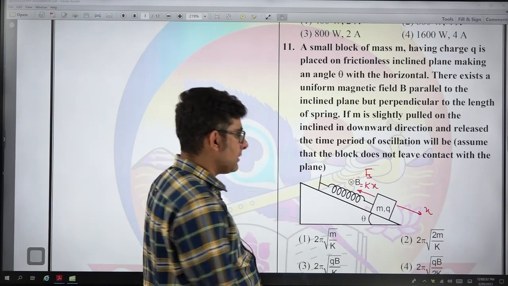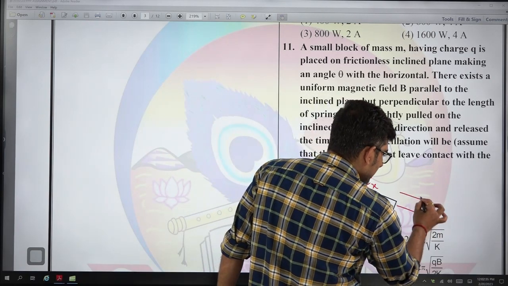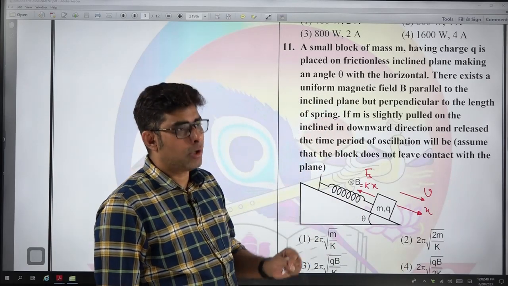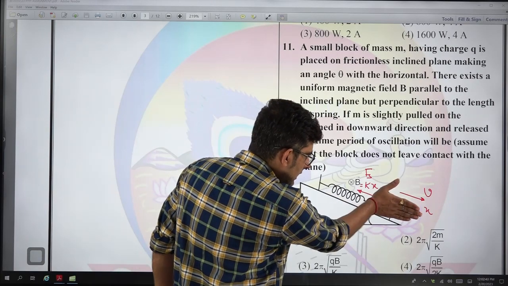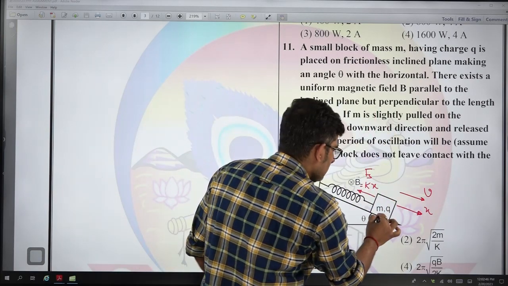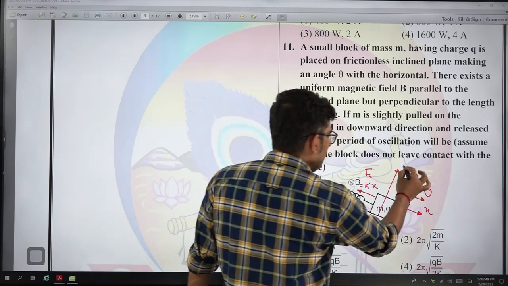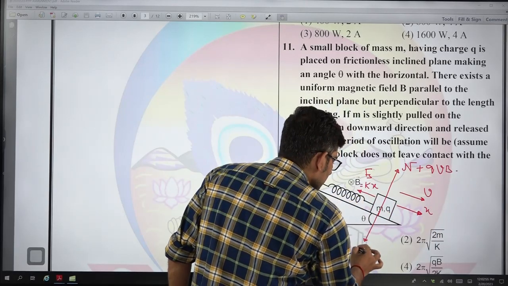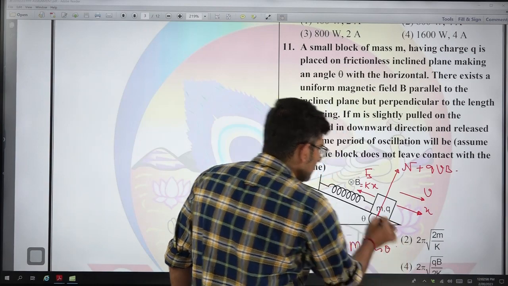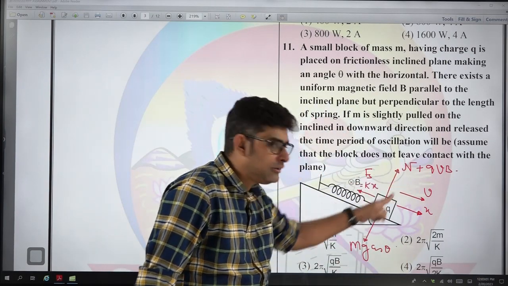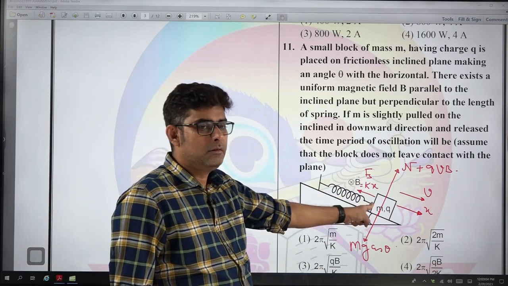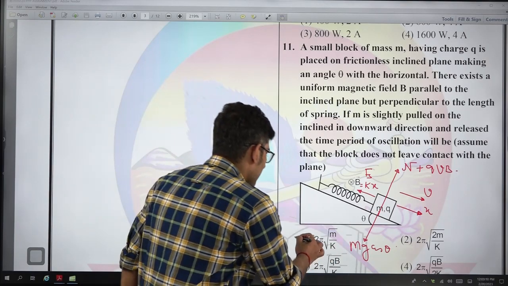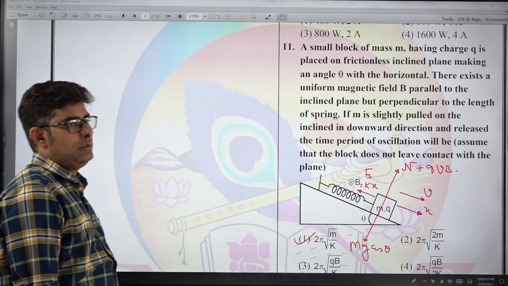Now let's see the magnetic force. Suppose at a particular instant when it is moving down, it has a velocity v. So where will the magnetic force be? Magnetic force is q v cross B. So let's see q v cross B, where is the force acting? Like this. What is its role? Normal reaction and qvB are simply balancing mg cos theta. They are not providing any restoring force. Which one is the restoring force? Kx, that is the spring force. So the time period will be 2 pi under root m by k. There won't be any effect of the magnetic field over here. Understood?